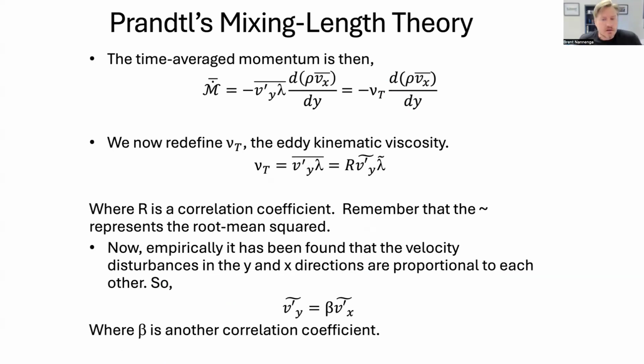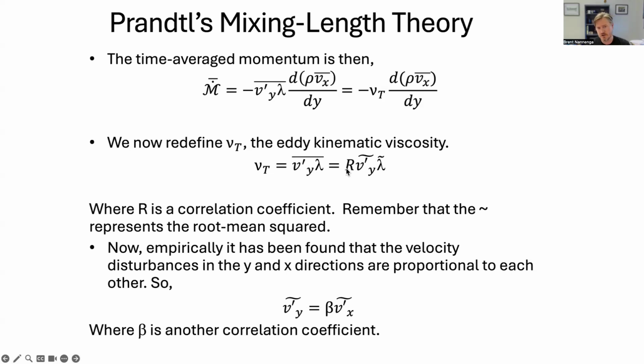So again, we have this time average momentum right here, from which we derived this new term. We're going to have the eddy kinematic viscosity, and we're going to redefine it from this term here. This value is going to be defined as these fluctuations times the length that the fluctuations are traveling. And we can redefine it in terms of R, a correlation coefficient.